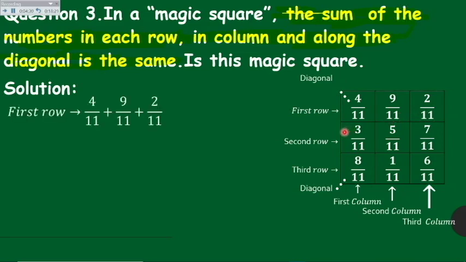Okay, now we are going to perform the addition and check all the conditions, whether it is true or not. We want a similar answer in all the conditions, while we are adding row wise, column wise or diagonal wise. If the condition is true, then this is a magic square, otherwise it is not a magic square.